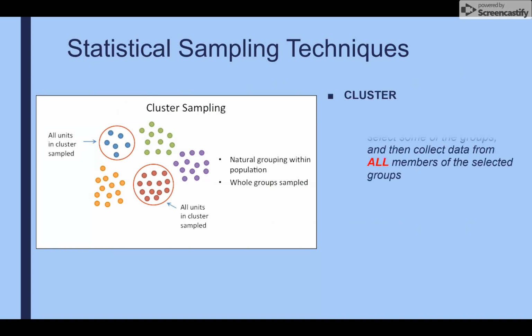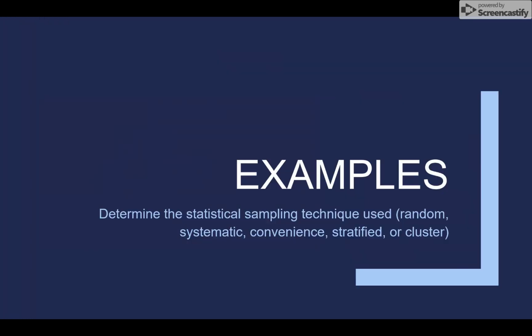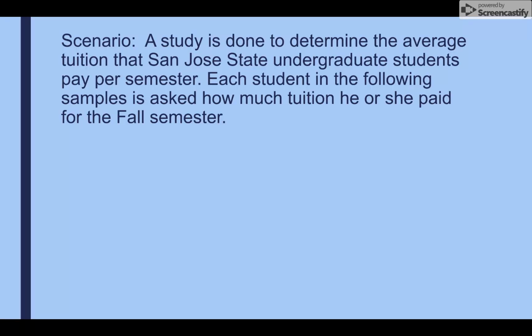Fifth is cluster sampling. With cluster sampling, the population is again divided into groups called clusters, but this time we randomly select a group and we survey or collect data from all the members of a particular group. So with cluster, we have groups, but we survey all of the group. This particular sampling method is used extensively by government and research organizations. And again, an example would be something similar to an exit poll. Let's take a look at some examples.